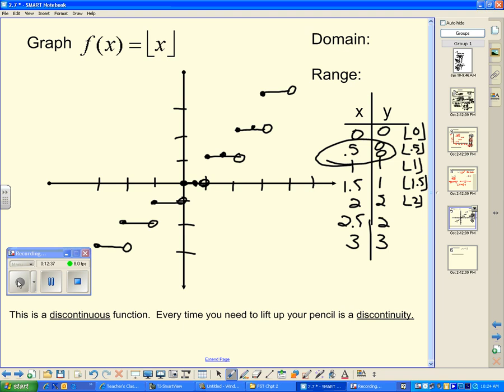Are there any numbers that you can't get out for y? Can't get any fractions or decimals out. So what could we say for our range? All integers, good. Domain, yes. Most cases, you're going to have all reals. Your range is really going to depend on what your function looks like, and you'll have to graph it or look at a table to know.